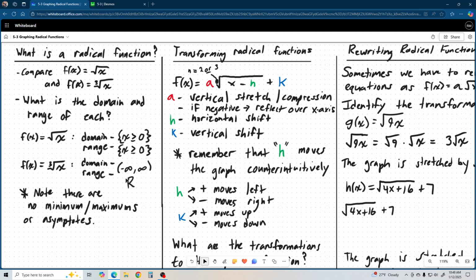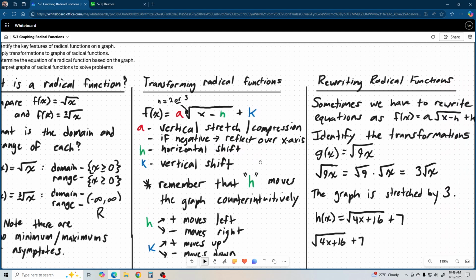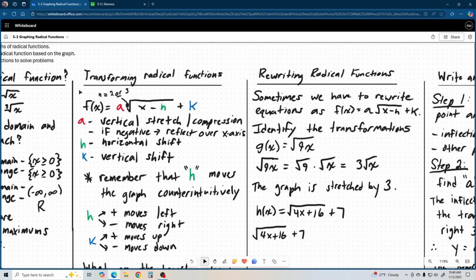All right, so let's talk about transforming radicals. When we transform a radical, we use this formula here. This should look pretty familiar to you. The only difference between this and when we were transforming others before is that now we have the square root thing, and remember that in here could be a 2 or a 3. So this could be either way. But essentially we have a times the square or cube root of x minus h plus k.